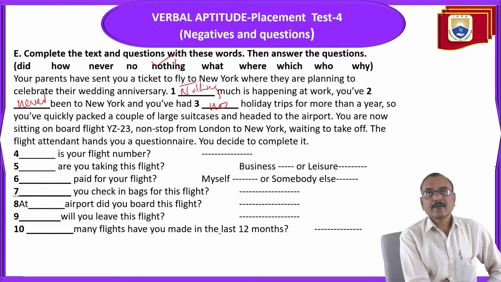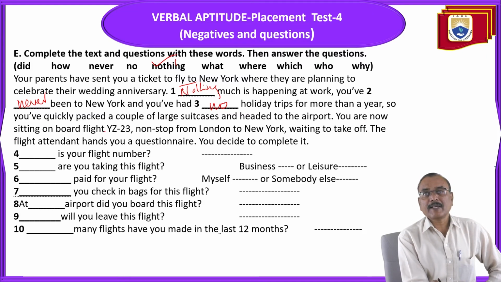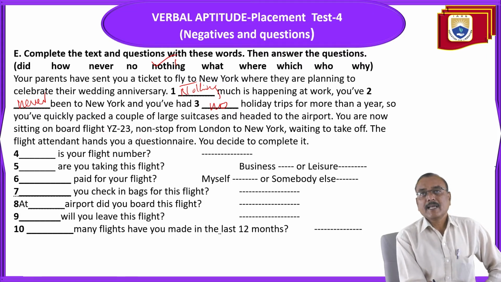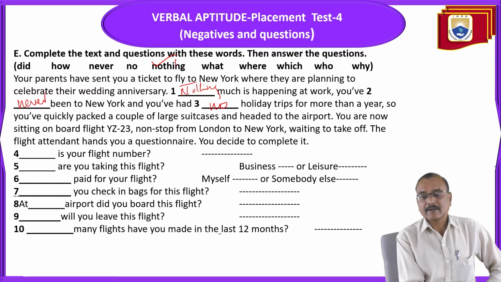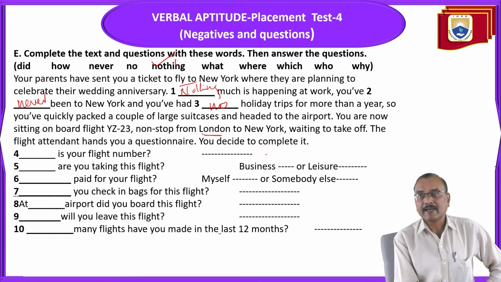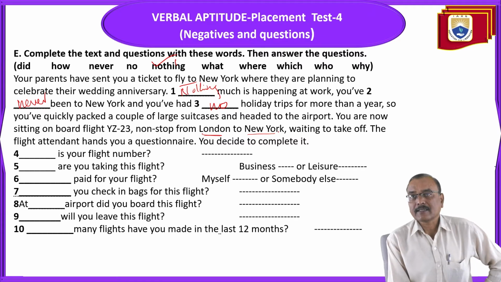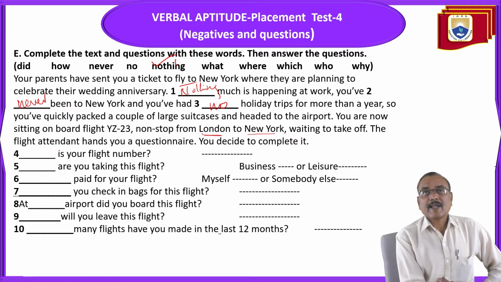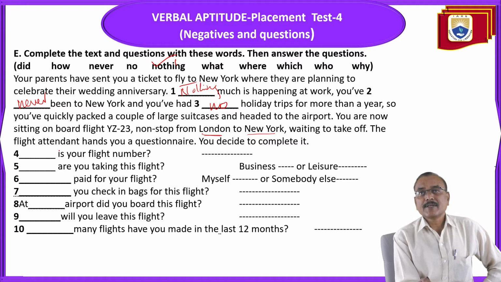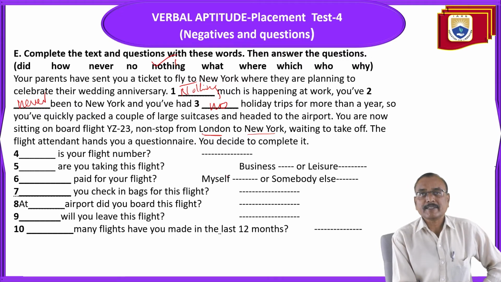You are now sitting on board flight YJ23, non-stop from London to New York. Means it starts at London and arrives at New York, right? Waiting to take off. The flight attendant hands you a questionnaire. You decide to complete it.